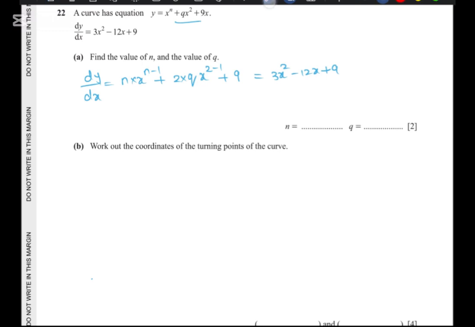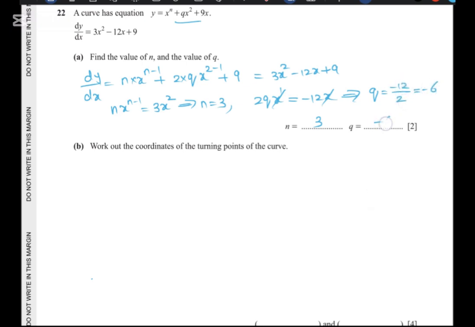Now term by term we will equate. This should be equated to this. So n into x raised to n minus 1 is equal to 3x square. So what is the value of n? This gives you that n value is 3, because if I take the power 3 minus 1, I get 2. So n is 3 here. Then take the next term and find out the value of q. So 2q x raised to 2 minus 1, which is 1, is equal to minus 12x. Now x is cancelled, and then find out q. 2 is multiplied to q, bring it to the right hand side, it is divided, you get q as minus 6.